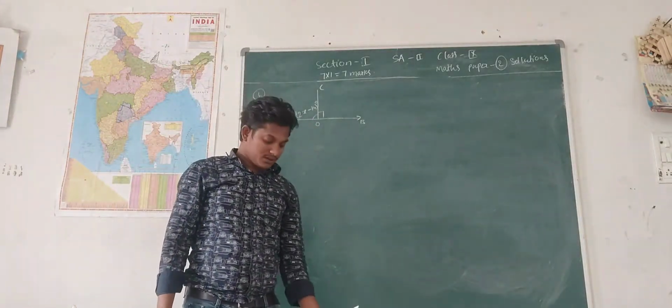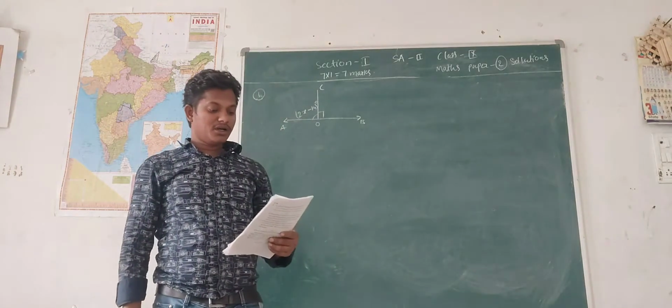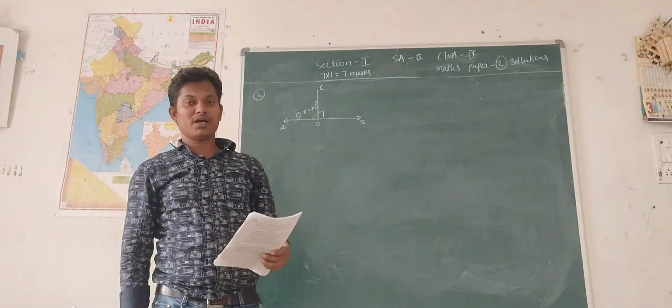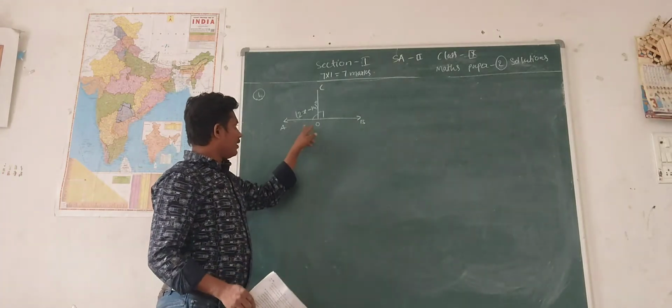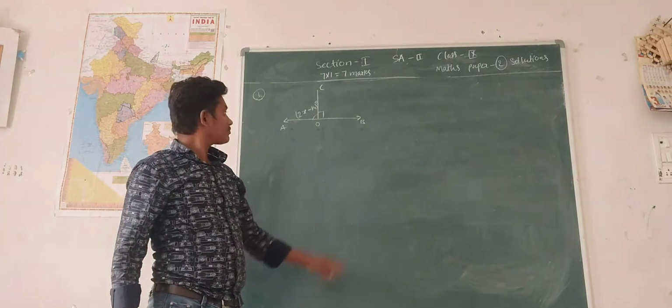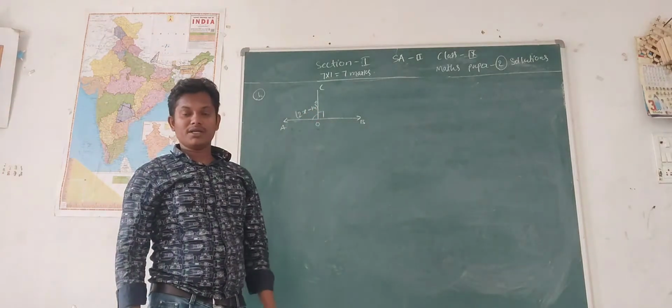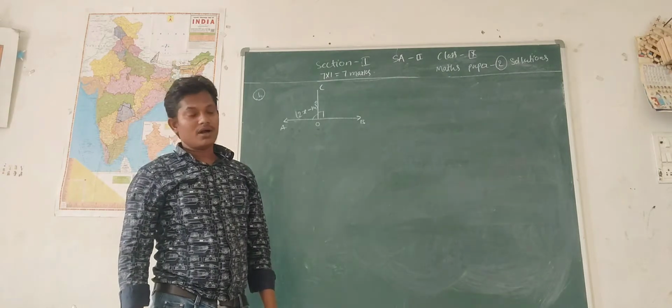Paper 2, first section, first one. In the following figure, if AOB is a straight line, AOB is a straight line, okay? Straight line means an angle on a straight line equals 180, okay?